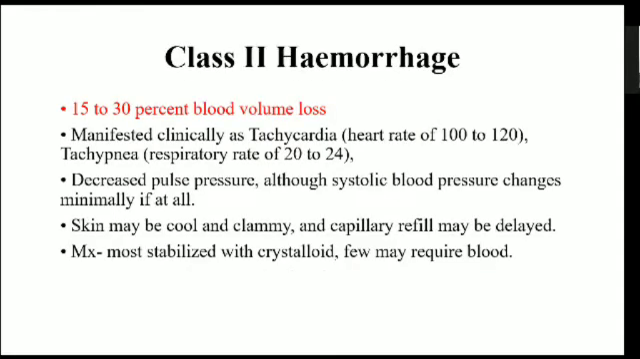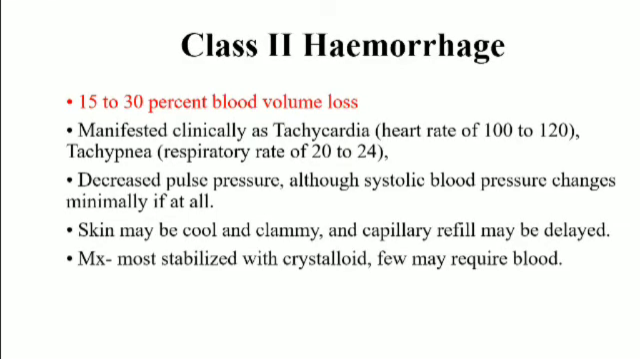Class 2 hemorrhage is 15 to 30% blood volume loss, manifested clinically as tachycardia, that is heart rate 100 to 120 beats per minute, and tachypnea, that is respiratory rate 20 to 24 breaths per minute. Pulse pressure is decreased, although systolic blood pressure changes minimally if at all. Skin may be cool and clammy, and capillary refill may be delayed. Management of class 2 hemorrhage: most patients are stabilized with crystalloid, few may require blood.